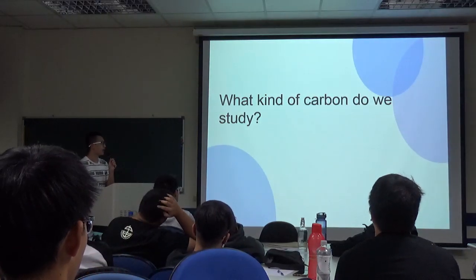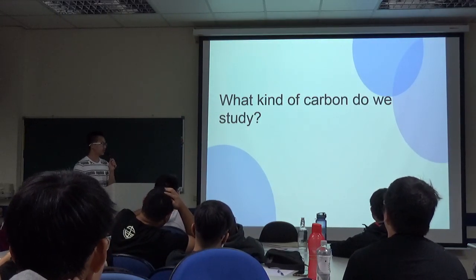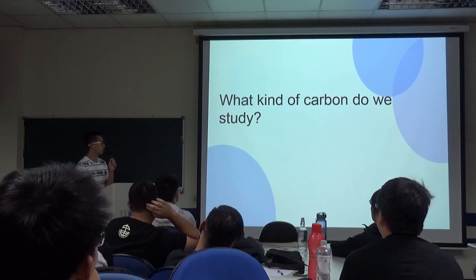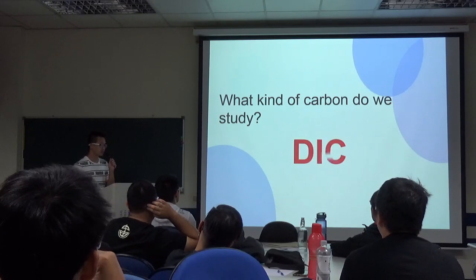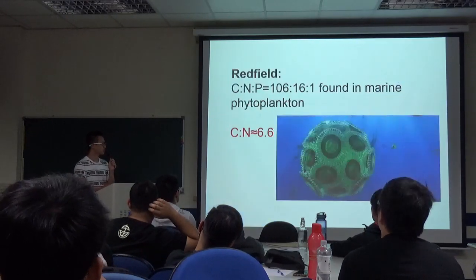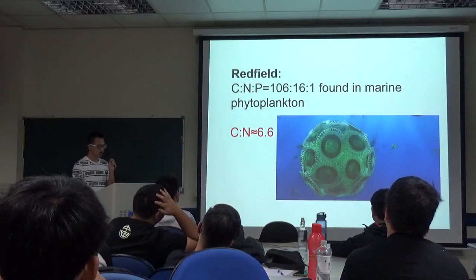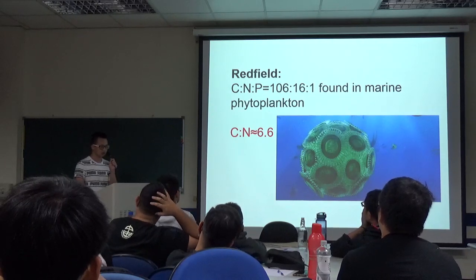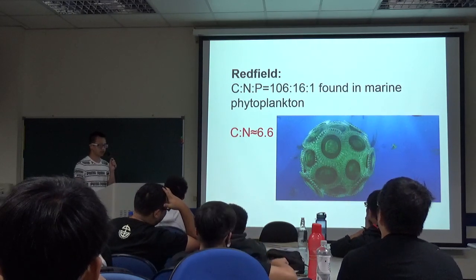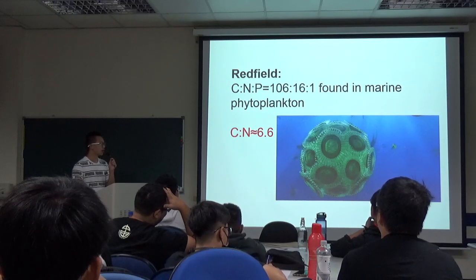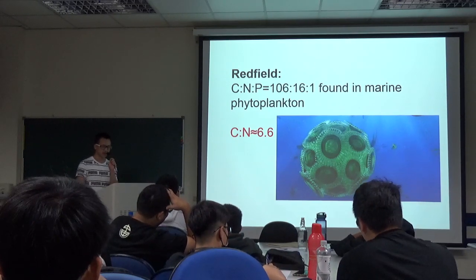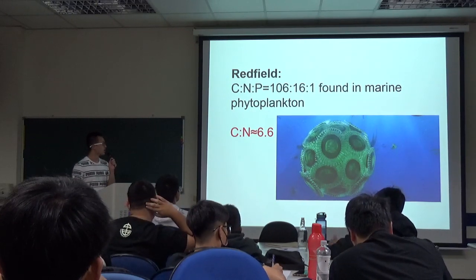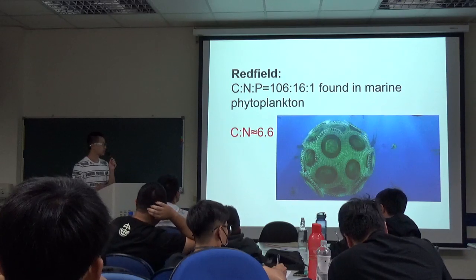So, what kind of carbon do we study? I just said DOC, POC, and DIC. DIC is very important. And the Redfield ratio means the consistent atomic ratio of carbon, nitrogen, and phosphorus. The ratio is about 106 to 16 to 1, found in marine phytoplankton. And in this paper, we just need to know the carbon to nitrogen ratio is about 6.6.